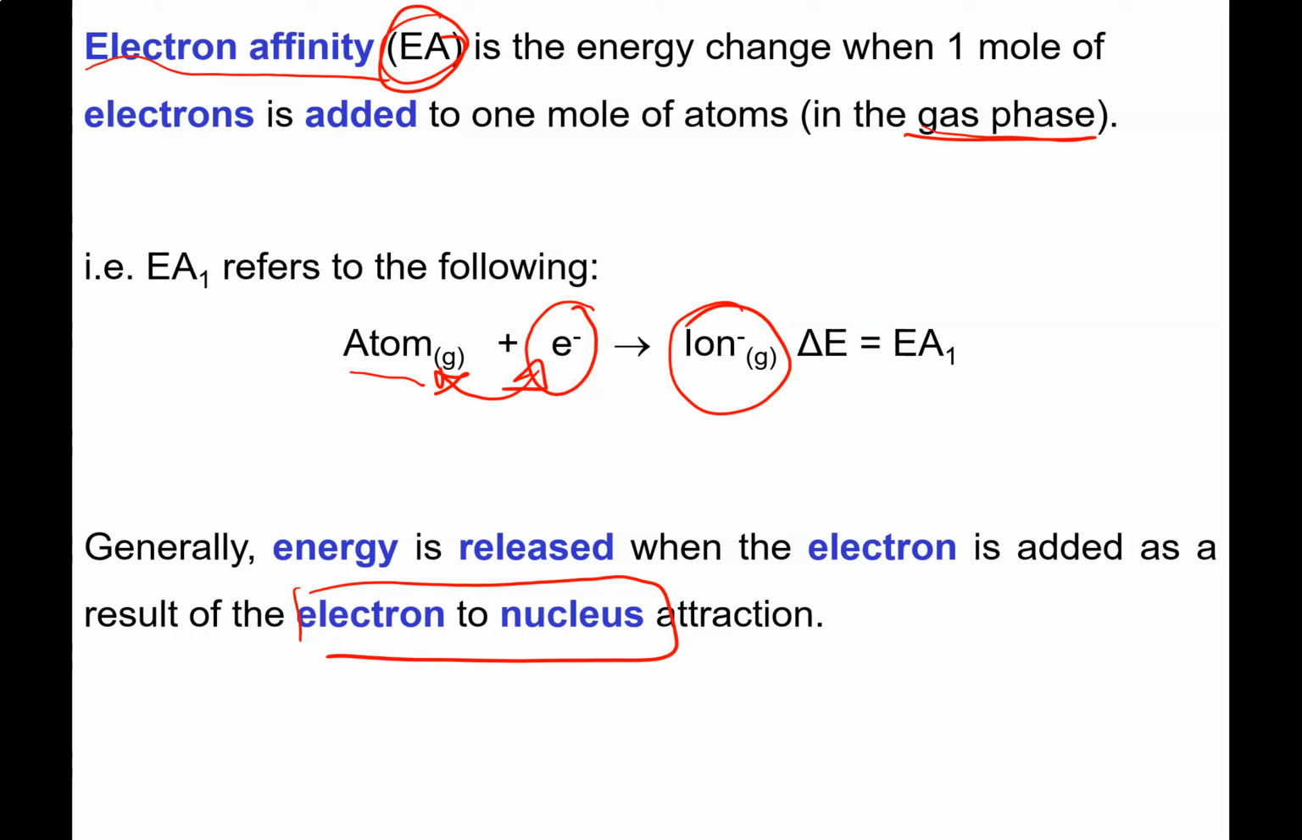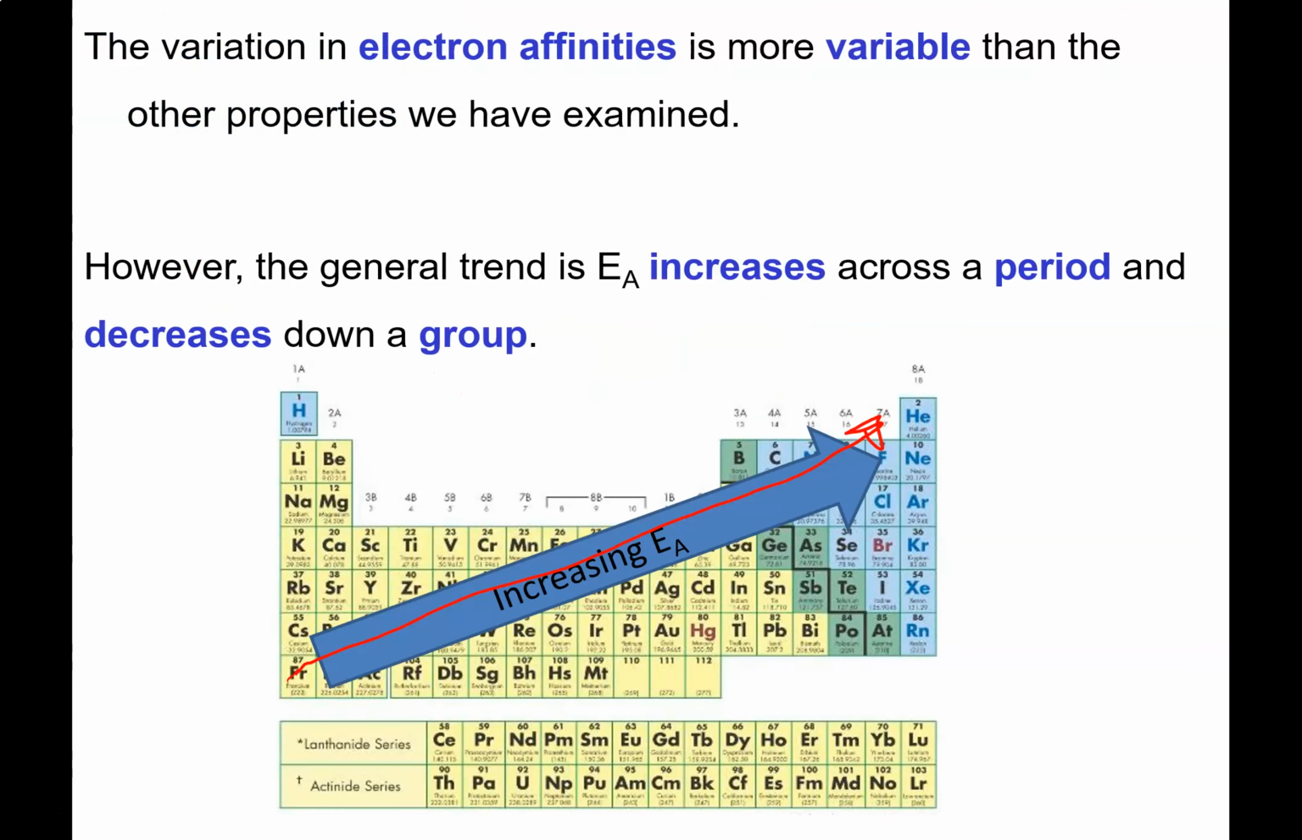Again, we can do the same numbering. Adding the first electron is called EA1. Adding the second electron would be EA2. Now, the pattern of electron affinities is more variable than either atomic size or ionization energy, but the general trend is that it increases from the bottom left of the periodic table towards the top right. So it's on the same arrow that the other periodic properties are on.